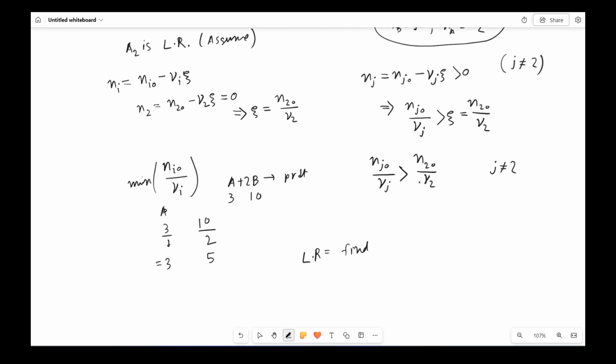So for finding the limiting reactant, find the minimum of the initial moles of species i divided by the stoichiometric coefficient of species i. Whichever i gives the minimum value of this quantity, that species i will be the limiting reactant.